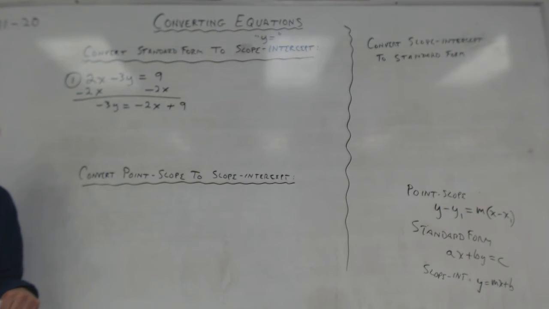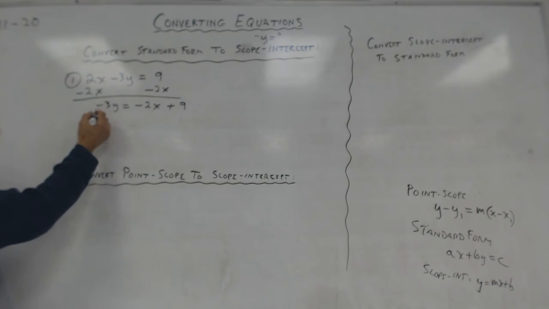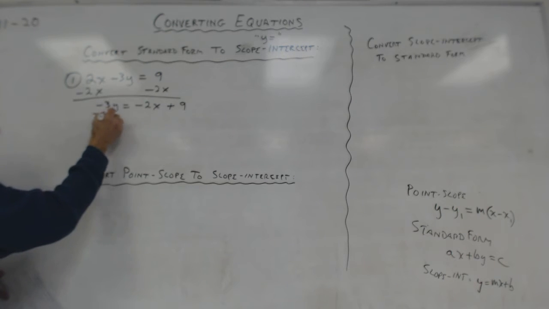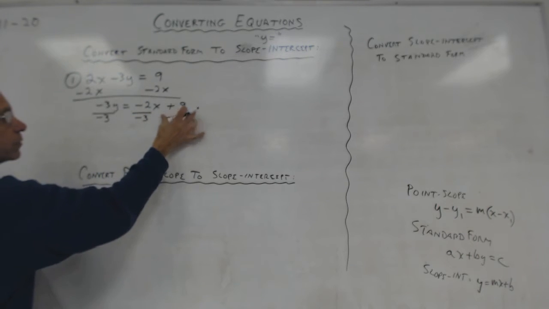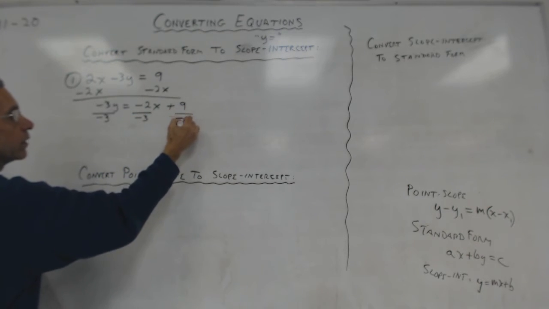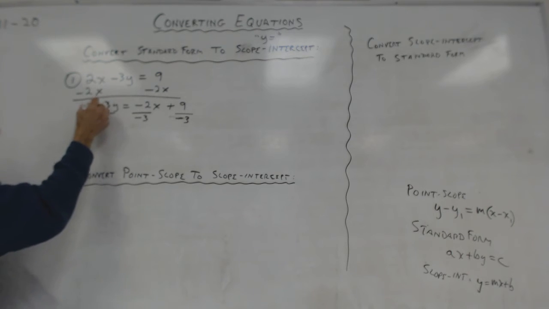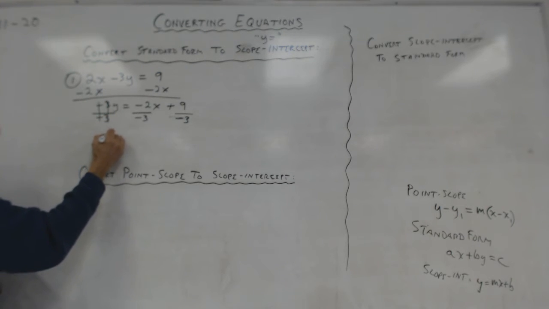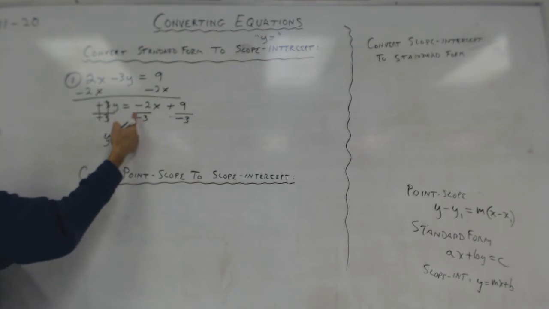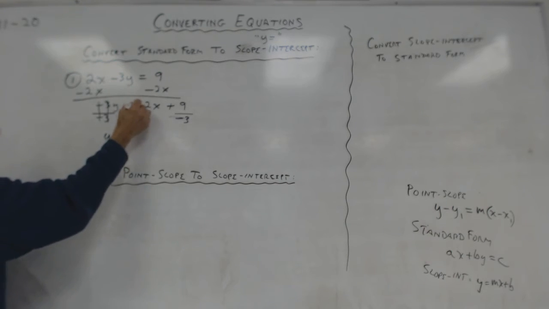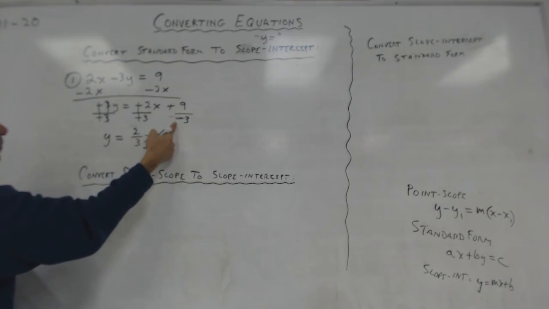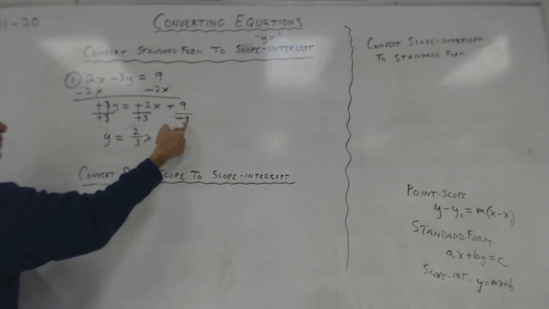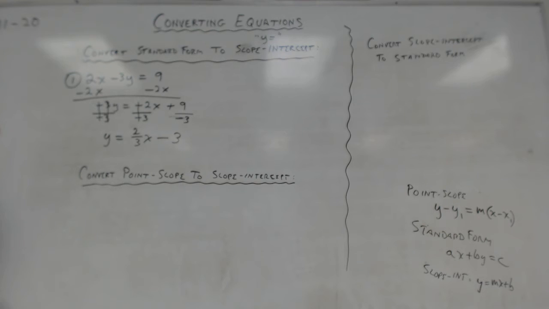So make sure you're writing these down, because you're going to need these for homework. I've got to get rid of that negative 3, so I divide everything by negative 3. Negative 3 divided by negative 3 is just 1. So that gives me y equals, negative divided by negative is a positive, so that's 2/3 x. Positive divided by a negative is a negative. 9 divided by 3 is 3. It's pretty easy, right?